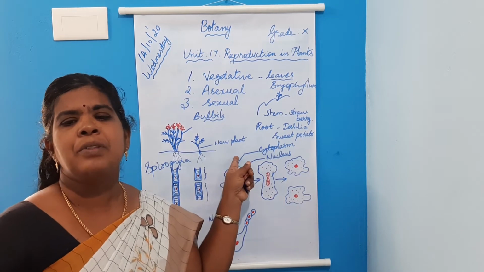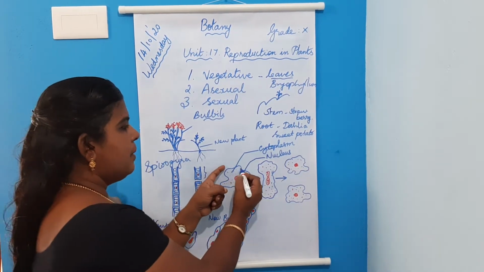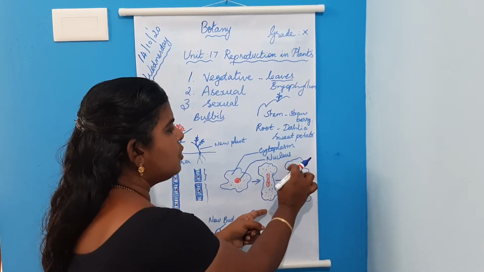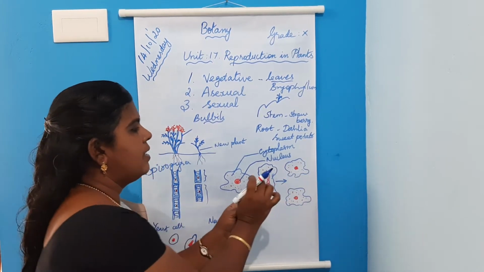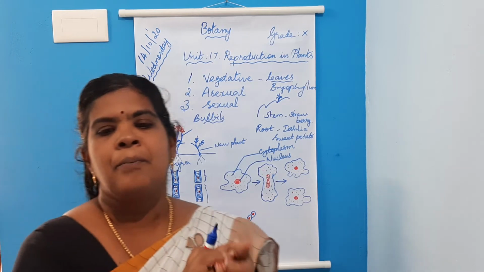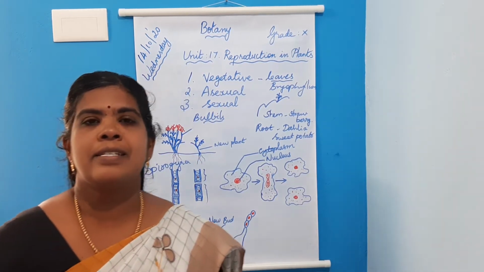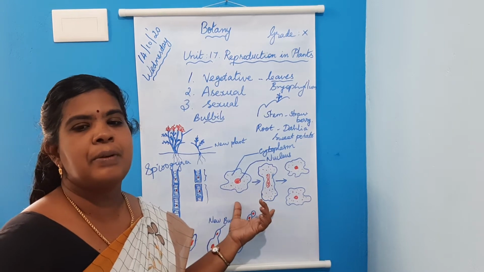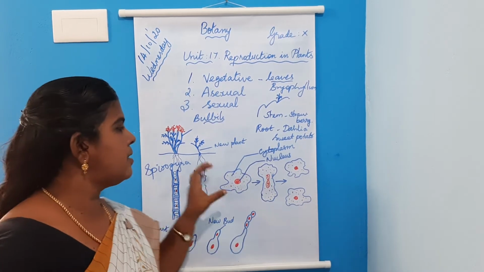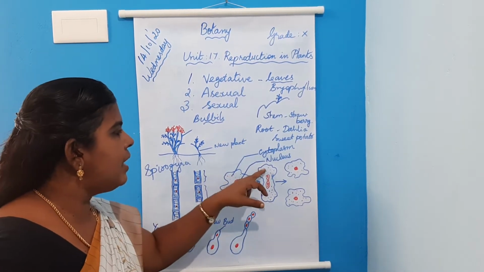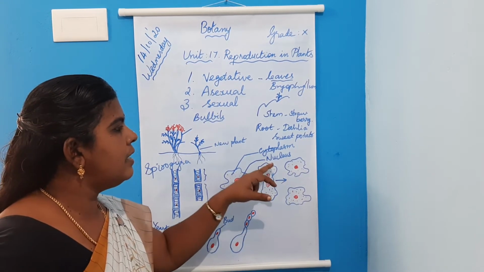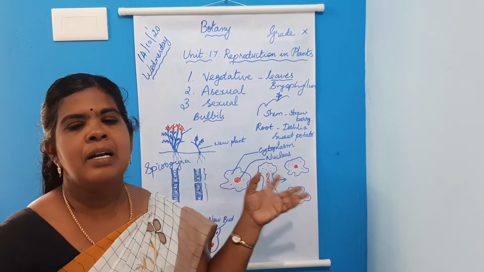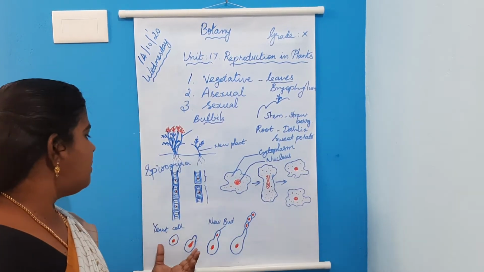In this type of reproduction, the parental cell elongates and divides into two and forms two daughter cells. The example is amoeba. That is fission. Next, about budding.